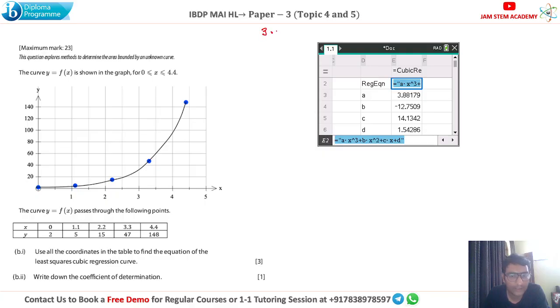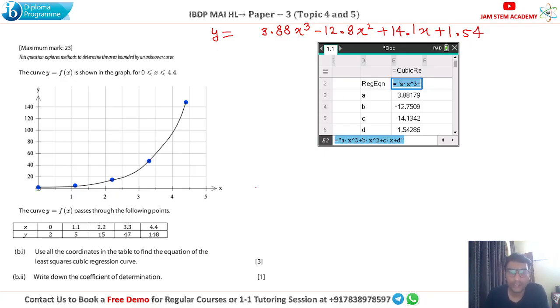Also we have to write our answer correct up to 3 significant figures. So I will get 3.88 x cubed minus 12.8 x squared plus 14.1 x plus 1.54. This is going to be the cubic regression. It is just an estimated cubic equation, right?